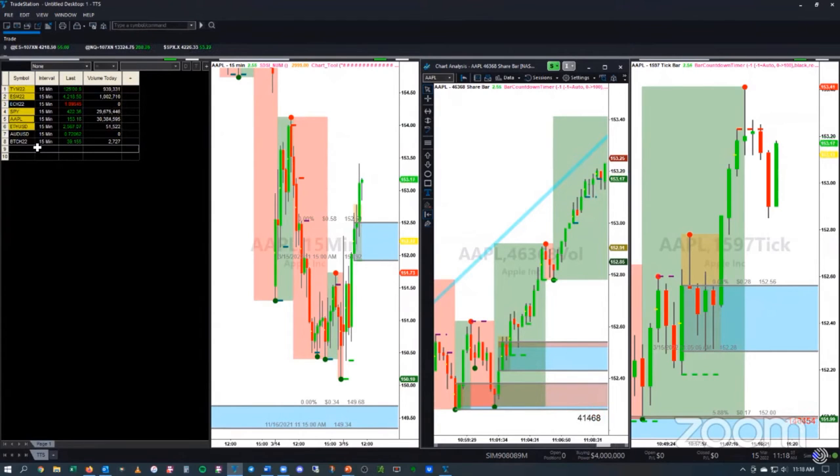So any asset that can be charted on TradeStation other than the forex, the currency pairs, you can use the volume or the share bars on. Tick can be used on everything, and obviously you can use time on everything as well.